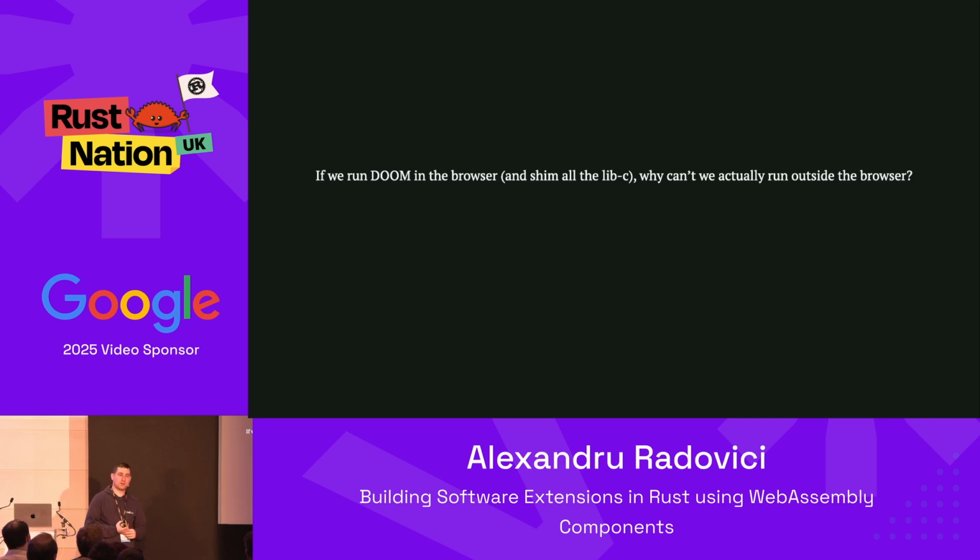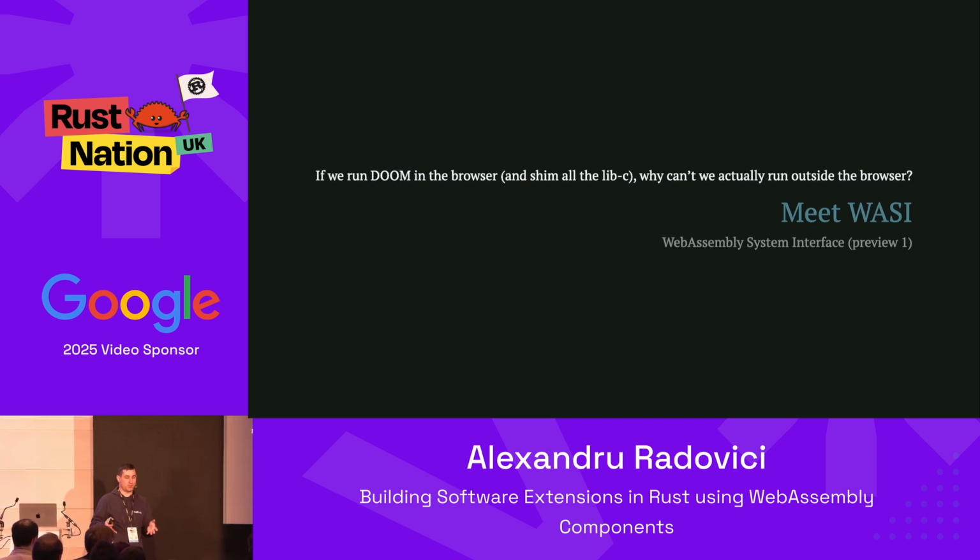And then the question is, okay, so if we can run C apps in the browser, why can't we go outside? Because Node.js did this. So meet WASI, WebAssembly System Interface, preview number 1. The idea was, what if we can compile applications to WebAssembly and then run them on computers? And expose some interfaces for them so they can access files and networking and everything in a secure manner.